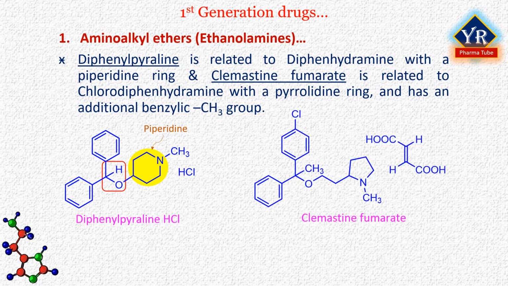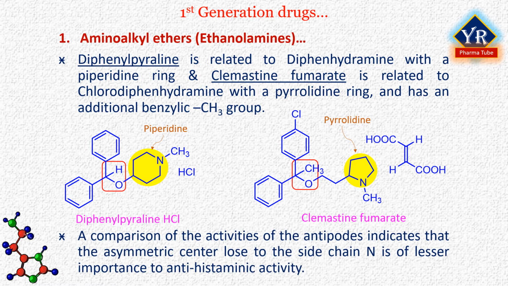Clemastine fumarate is structurally related to chlorodiphenhydramine with the aminoalkyl side chain incorporated in a pyrrolidine ring, and it has an additional benzylic methyl group. This compound has 2 chiral centers, each of which is of the R absolute configuration in the dextrorotatory product.